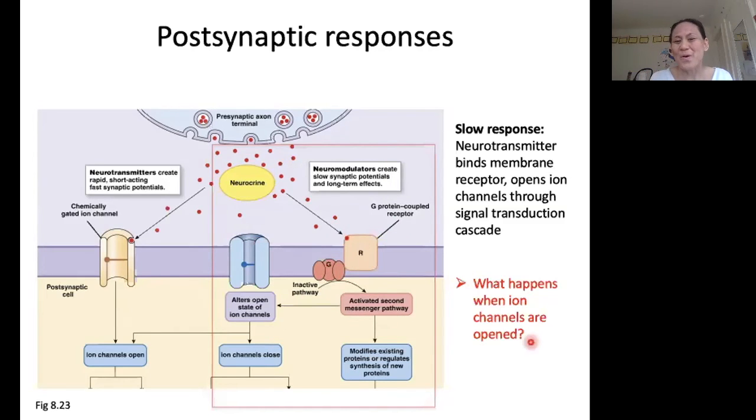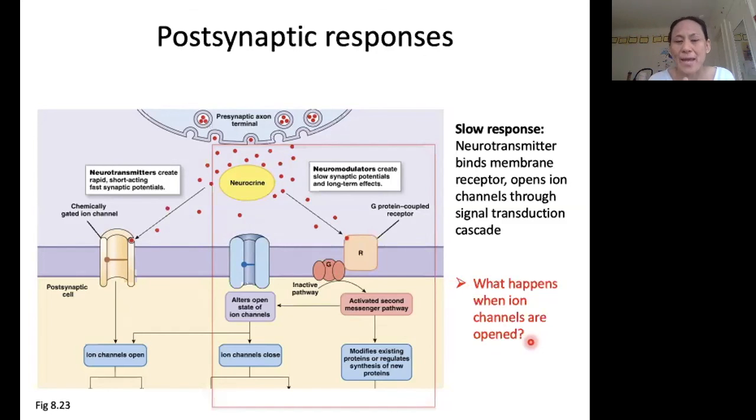So what is going to happen when we either open or close those ion channels? Take a second to think about that. Okay, so hopefully you were able to determine the answer is the same as before. Once we either open or close ion channels, that's either going to allow or disallow certain ions from crossing the membrane. And again, that's going to affect the membrane potential, okay?